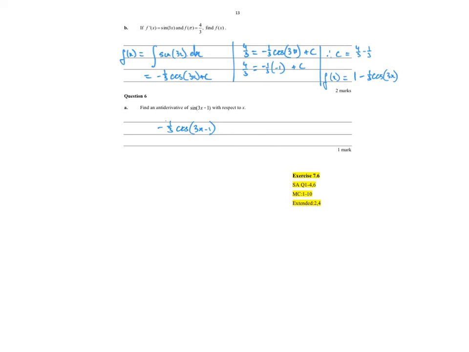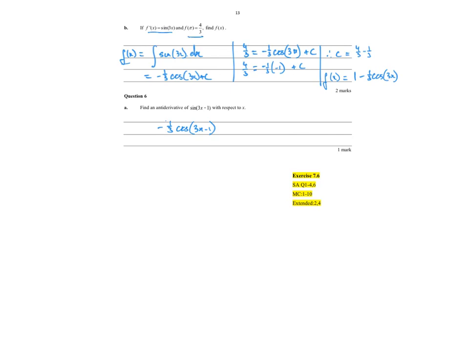Part B, here's our derivative, and now we need to get the original function. So again, we know the derivative is equal to sine 3x, so if I anti-differentiate both sides, I get f of x is equal to the integral of sine 3x dx. Antiderivative of sine is negative cos, so we get negative 1 on 3 cos 3x plus c.